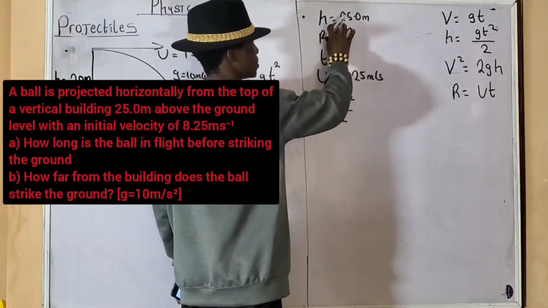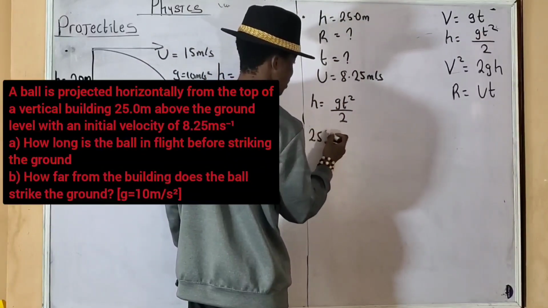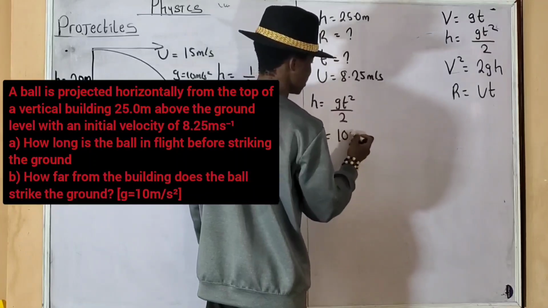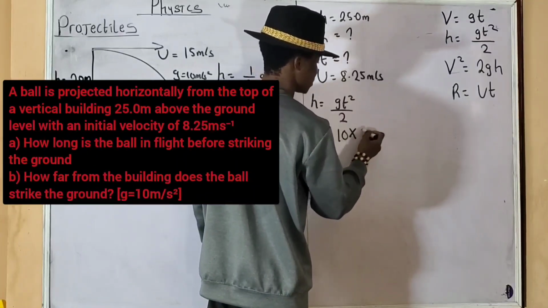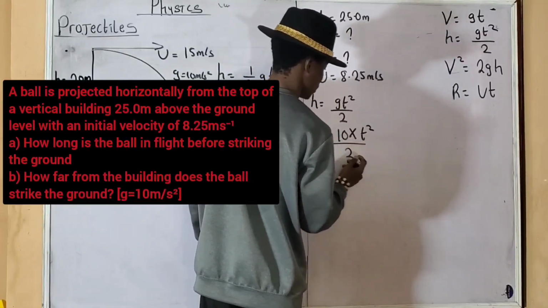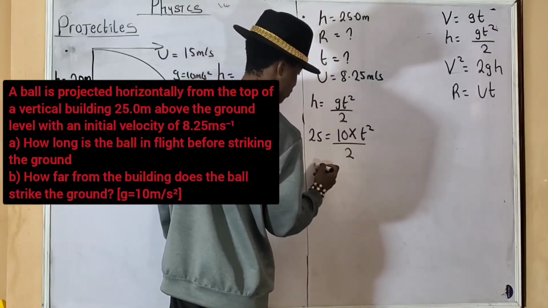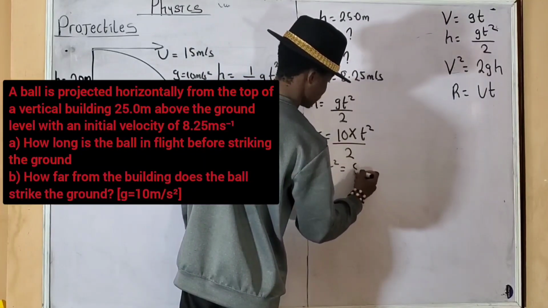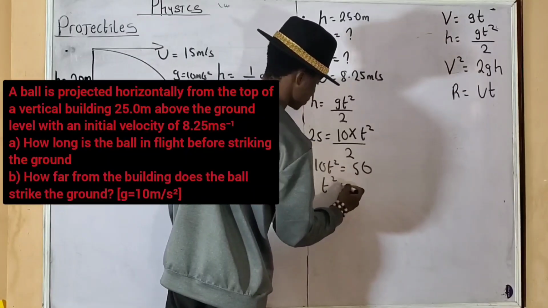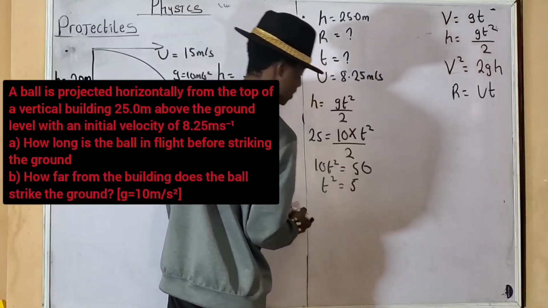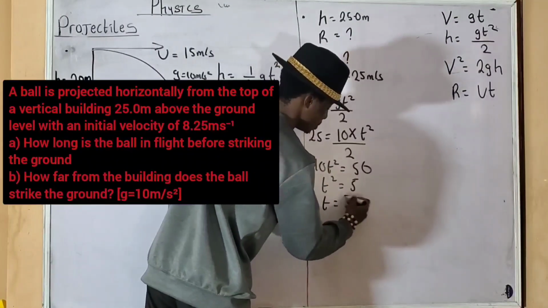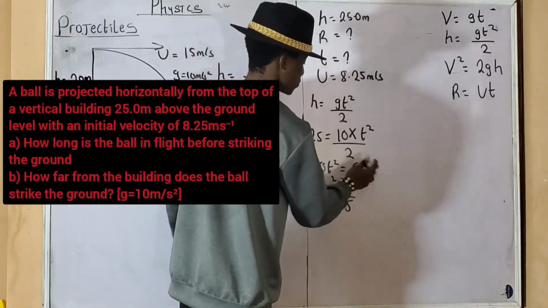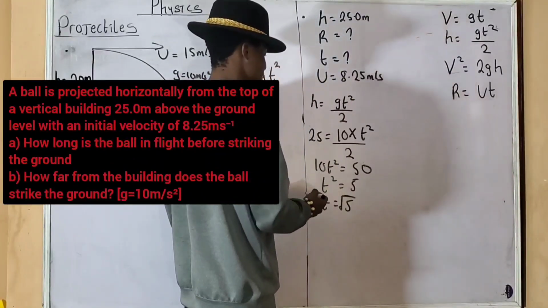So using this formula, h equals gt squared all over 2. h has been given as 25.0, so I'm going to have 25 equals, now g is what? 10 meters per second squared. So 10 times t squared all over 2. That is 50. I'm going to have 10 t squared equals 50. So t squared equals 5. To get the value of t, t equals the square root of 5.